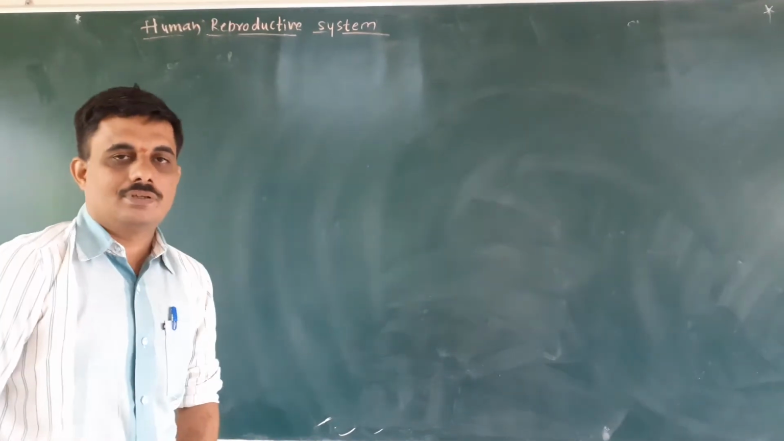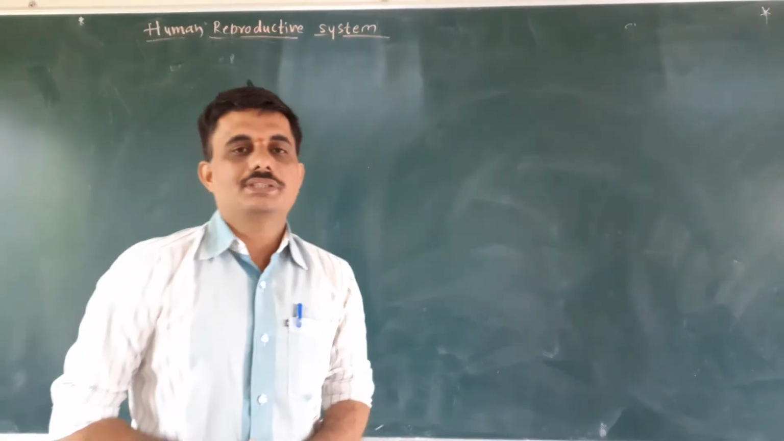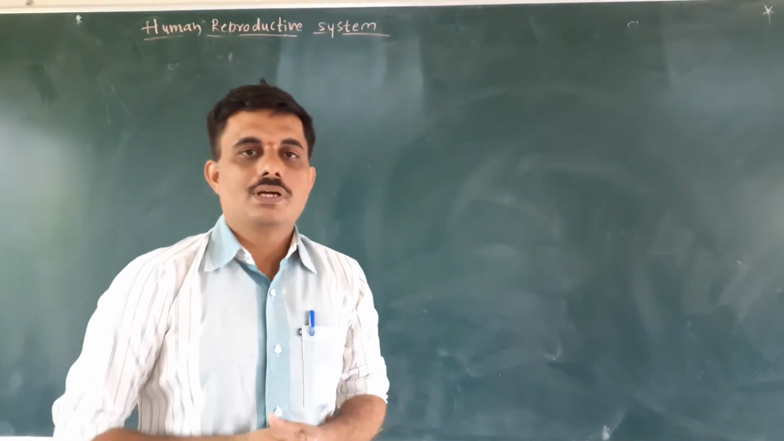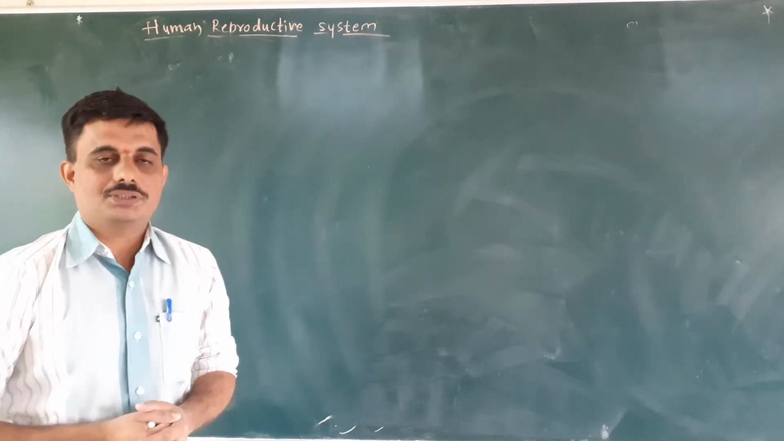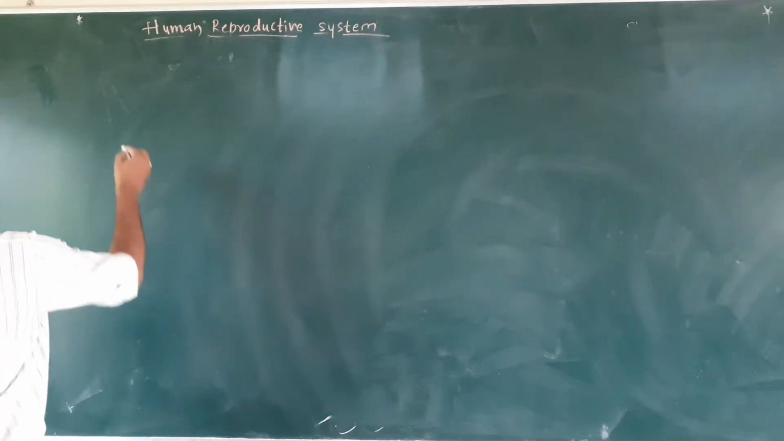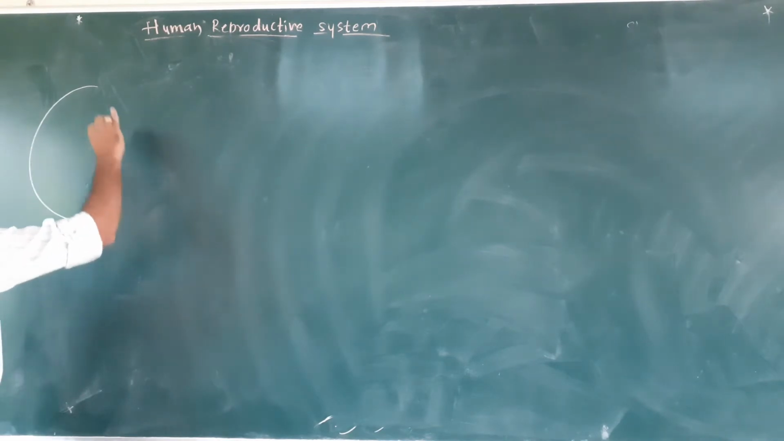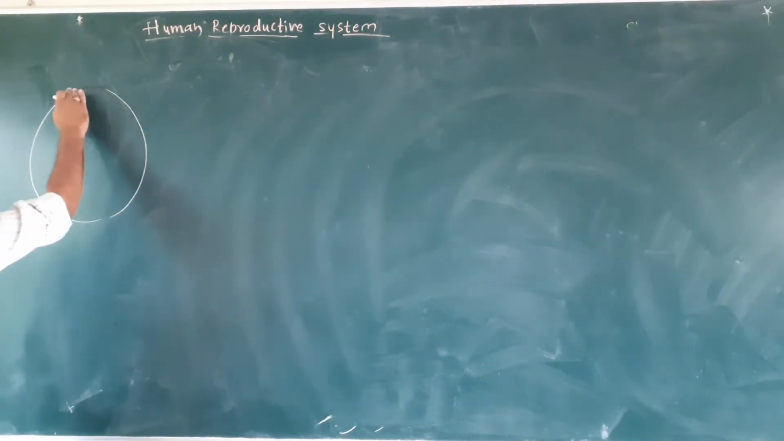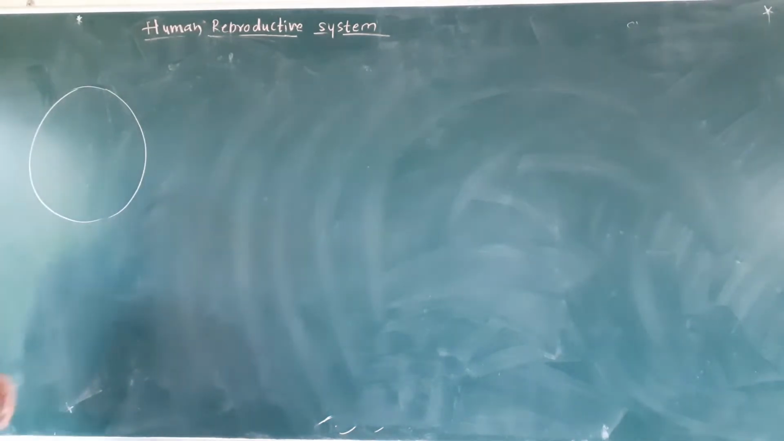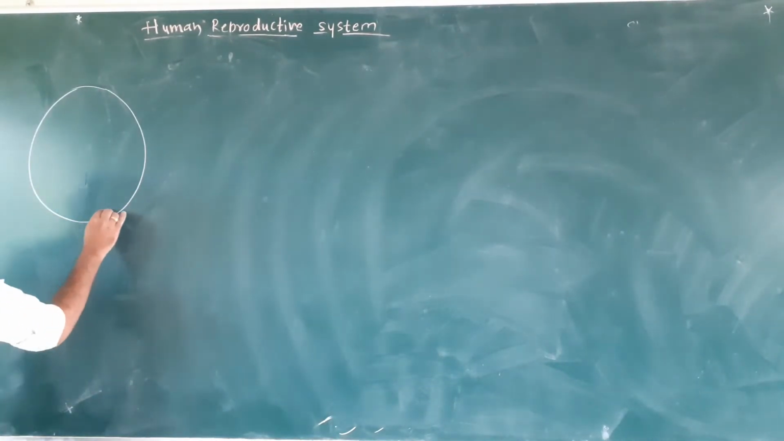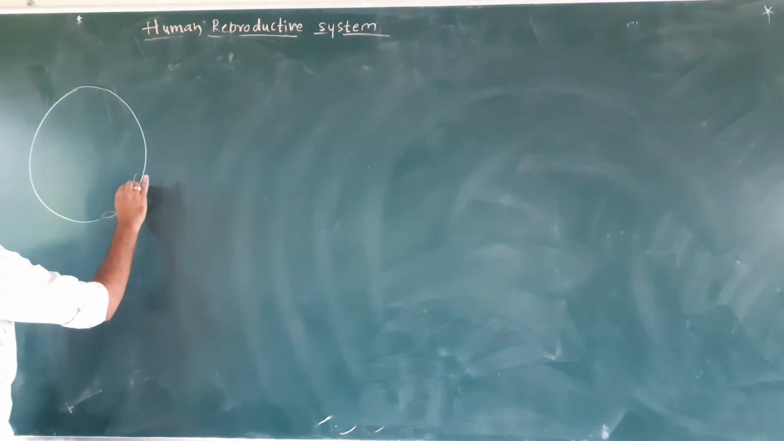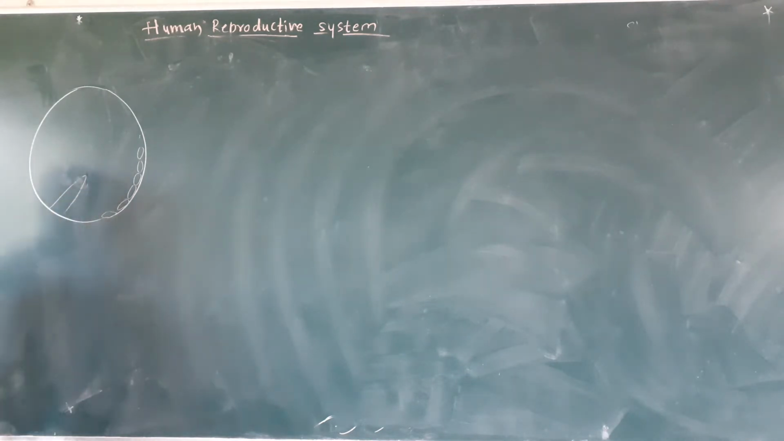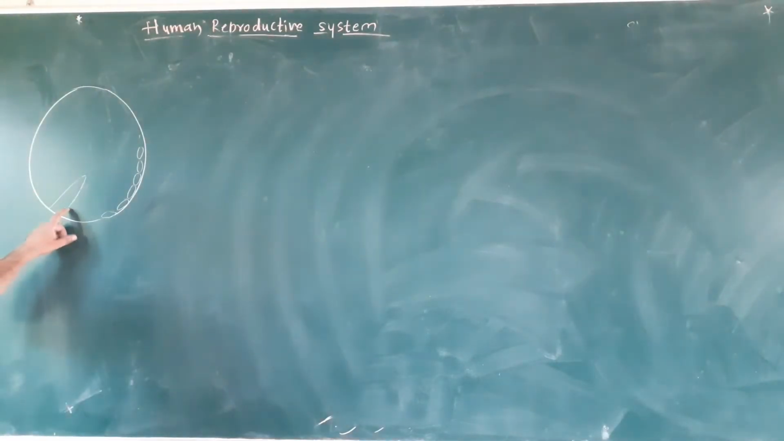Welcome back. In our last lecture, we discussed the male reproductive system and the transverse section of the testes, which consists of seminiferous tubules. Inside the seminiferous tubules, two kinds of cells are present. One is called the germinal epithelium, and the other is called the Sertoli cells. The Sertoli cells are nurse cells.